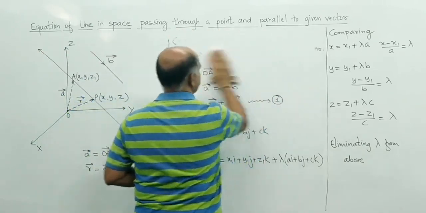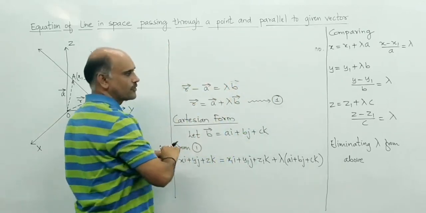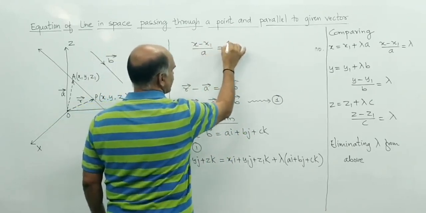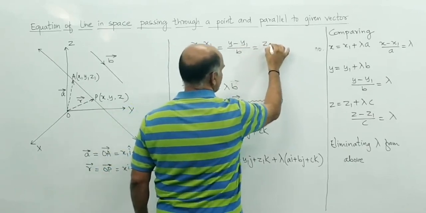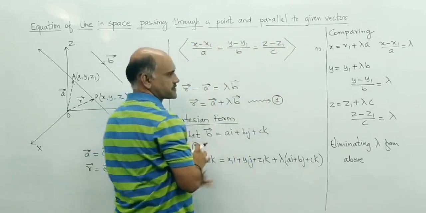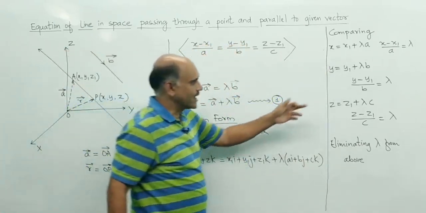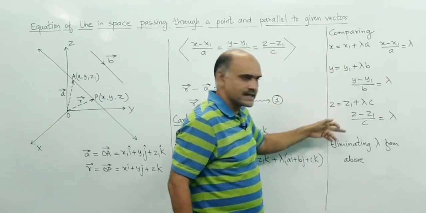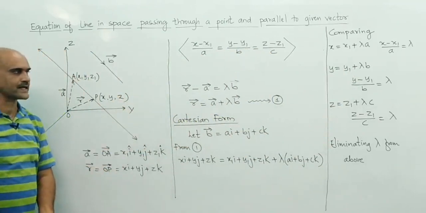So the final answer, that is the equation of the line in Cartesian form, is (x minus x1) by A is equal to (y minus y1) by B is equal to (z minus z1) by C. So this is the derivation or answer. If you remove lambda, the RHS is the same, so equating LHS. Clear, students? So you can go through this, then we will see the second one.